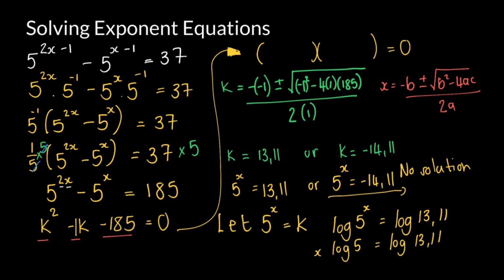And to get x on its own, I'm going to divide both sides by log 5, and I'm going to end up with x is equal to log 13.11 divided by log of 5. And if we punch that into our calculator, what we should actually get is that x is equal to 1.599.